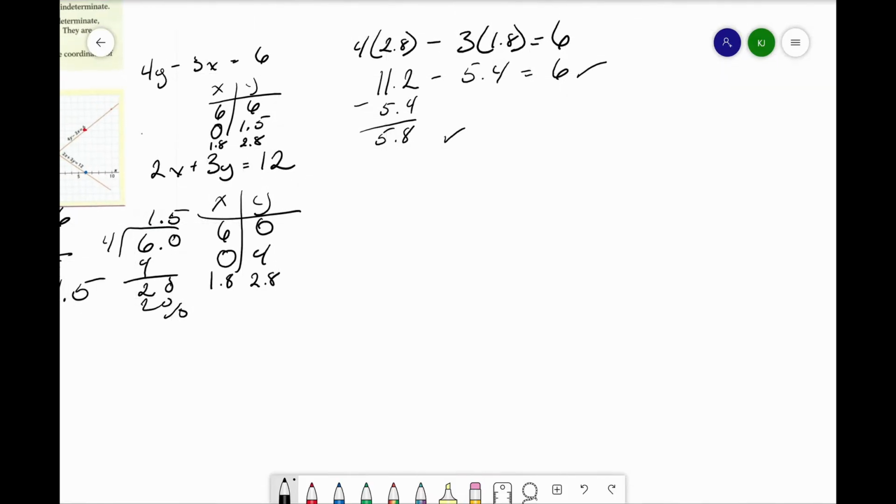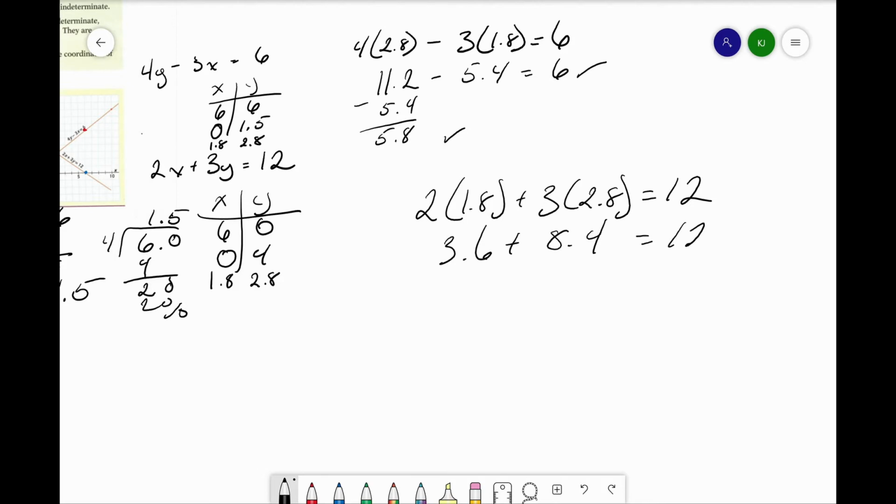And then we can test it with our other one as well, of 2x plus 3y equals 12. Let's just go ahead and plug it in, make life easier. 2 times 1.8 plus 3 times 2.8 is going to equal 12. So we have 2 times 1.8 equals 3.6 plus 3 times 2.8 equals 8.4 equals 12, and then again I find stacking it to be easiest to do, but if you're more comfortable doing it long-wise, that's fine.